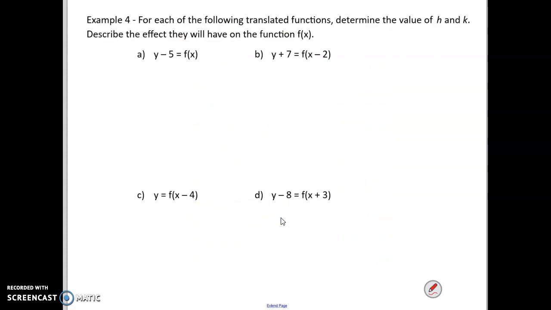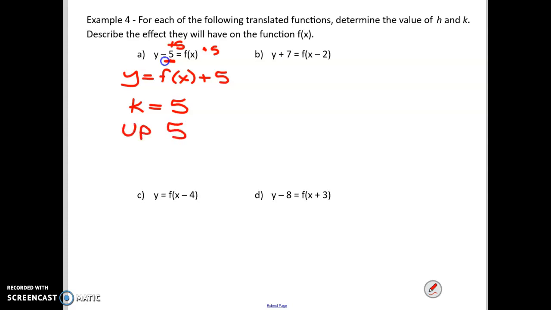Example 4, I'm going to try the first one with you, and then I'll give you a chance to try the other 3 on your own. For each of the following translated functions, determine the value of h and k and describe the effect they will have on the function. So you guys have to be careful here. See how the k is over on the side with the y? So what I would start by doing is moving it, by adding it to the other side. So this function is actually y = f(x) + 5. Now that 5 is your k value. So k equals 5. And if k is positive 5, what in words is happening to your graph? Up, right? So this really means that it's going up 5.